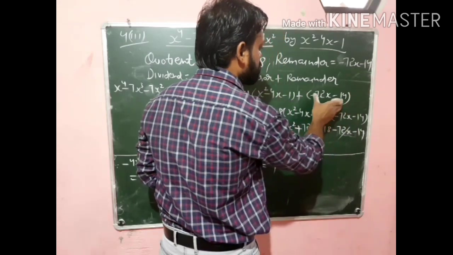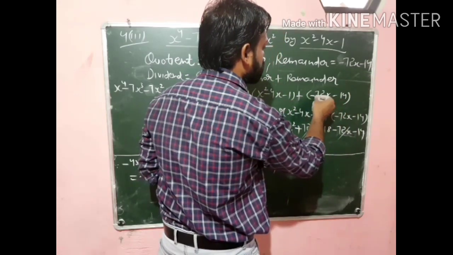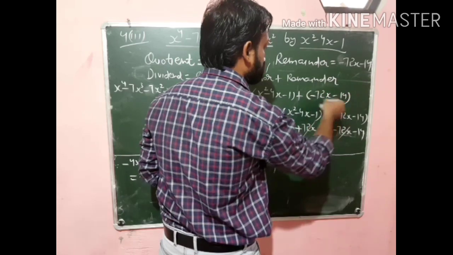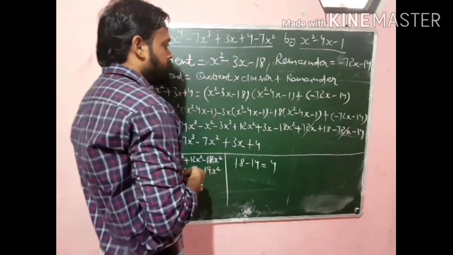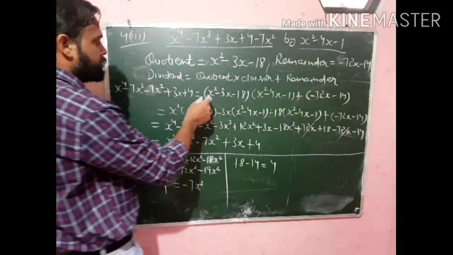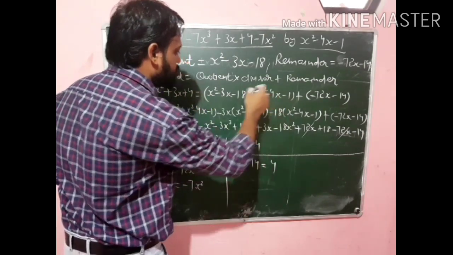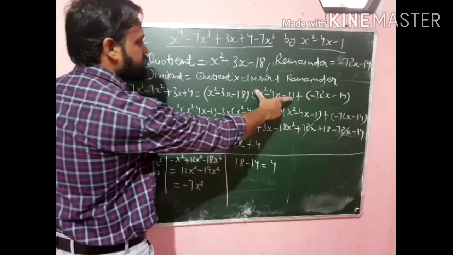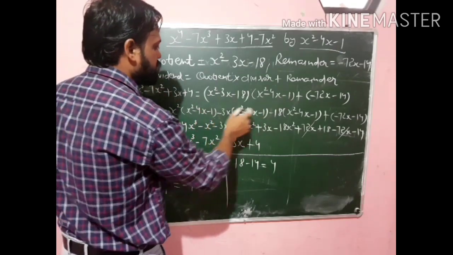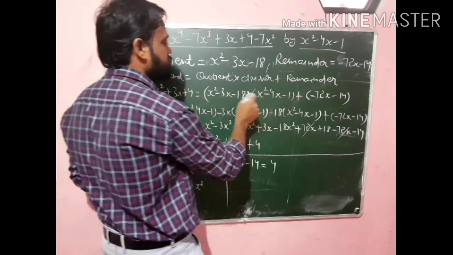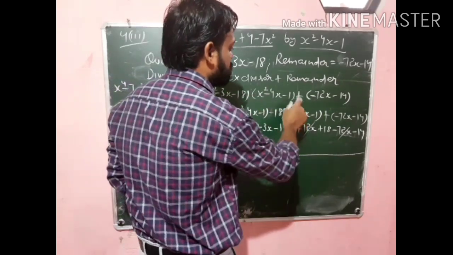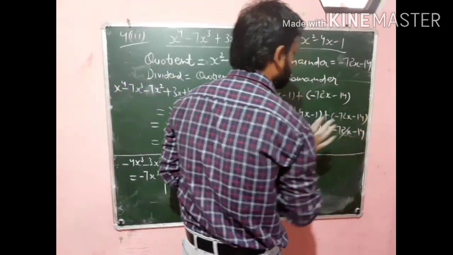So I am now using a bracket. Why? Because both terms are of negative sign. So that is why I use the bracket here. Now in the next case you can see we have to multiply each term of this bracket with the whole bracket. So write down this x square here and this bracket, and again minus 3x into this bracket, again minus 18 into this whole bracket, and plus minus 72x minus 14 as it is.